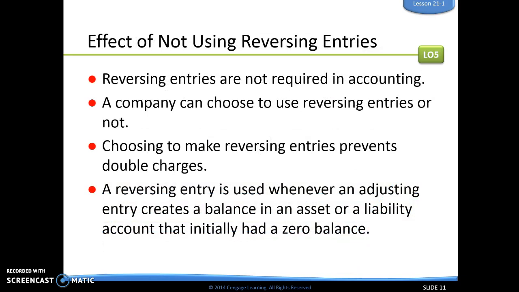The effect of not using reversing entries. Reversing entries are not required in accounting. A company can choose to use reversing entries or not. Choosing to make reversing entries prevents double charges. A reversing entry is used whenever an adjusting entry creates a balance in an asset or liability account that initially had a zero balance.